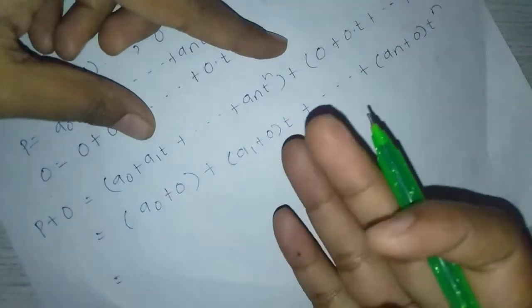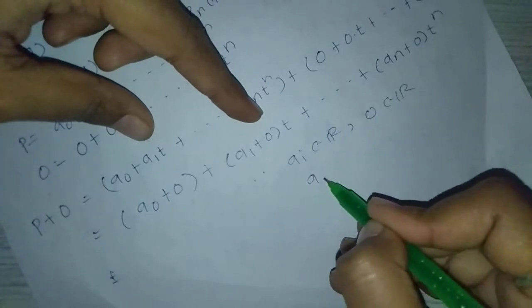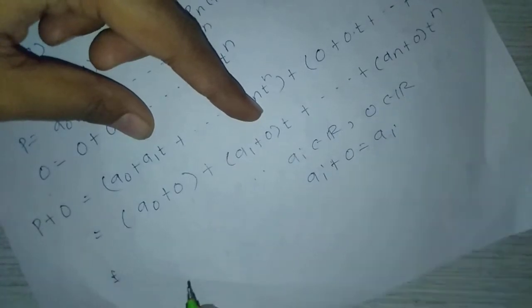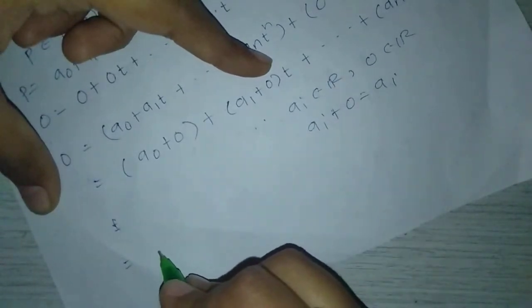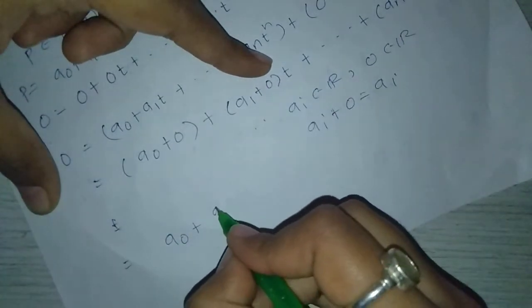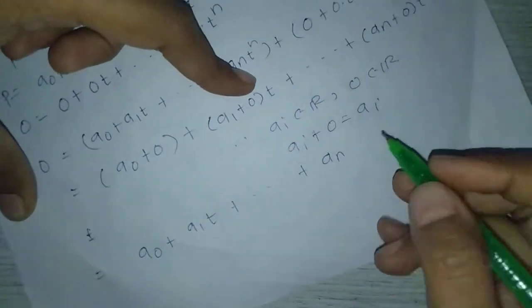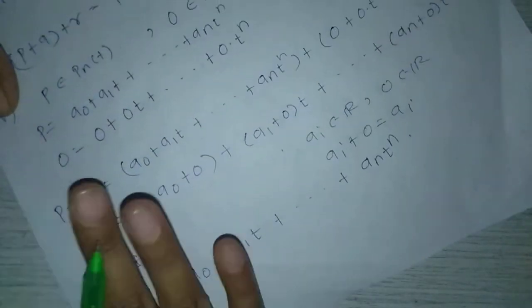Here ai belongs to R and 0 belongs to R. So ai plus 0 equal to ai, because 0 is the identity in R. That's why a0 plus 0 is a0, a1 plus 0 is a1 into t, and so on, plus an plus 0 is an into t raised to n, which is nothing but P. So P plus 0 equal to P. So additive identity exists in Pn of t.